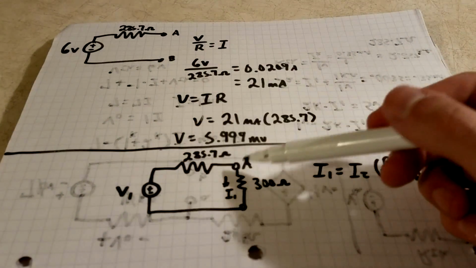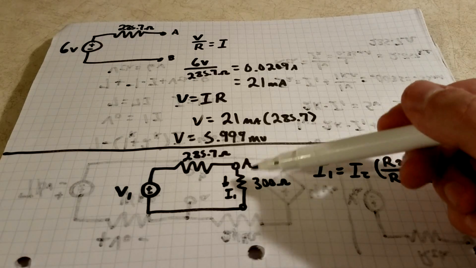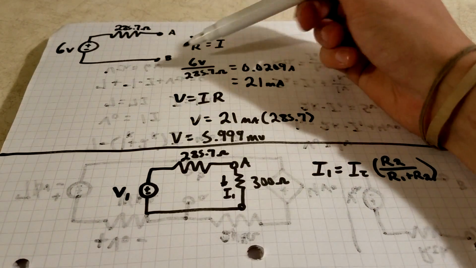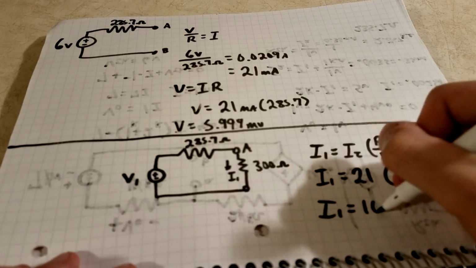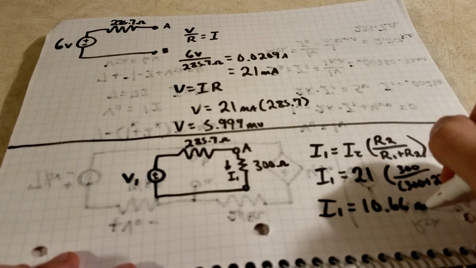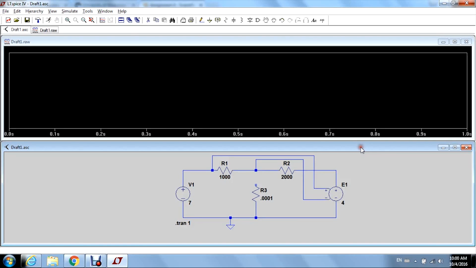Then last but not least, we want to know the current. If we were to stick a 300 ohm resistor between A and B, have a current divider between these two resistors, it's going to be 10.66 milliamps. So to check our math, we built this circuit in XIXX.